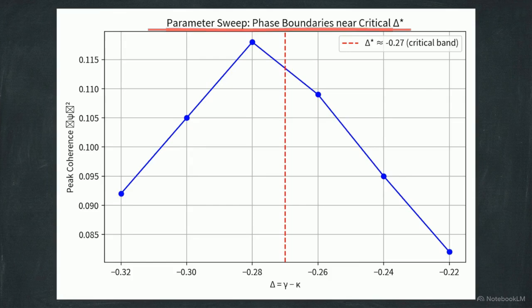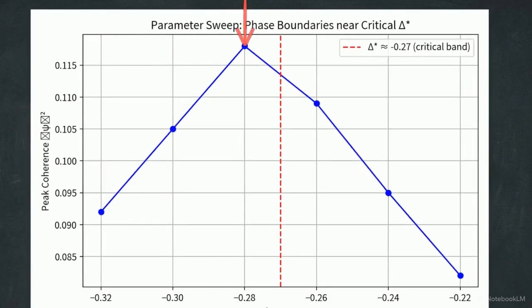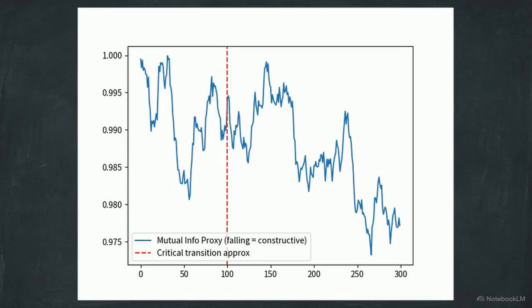This chart graphs the parameter sweep of the spectral gap. The peak of the coherence curve, marked by the vertical dashed line at negative 0.27, isolates the critical band where structural phase transitions occur. This time series plot tracks macroscopic stability.